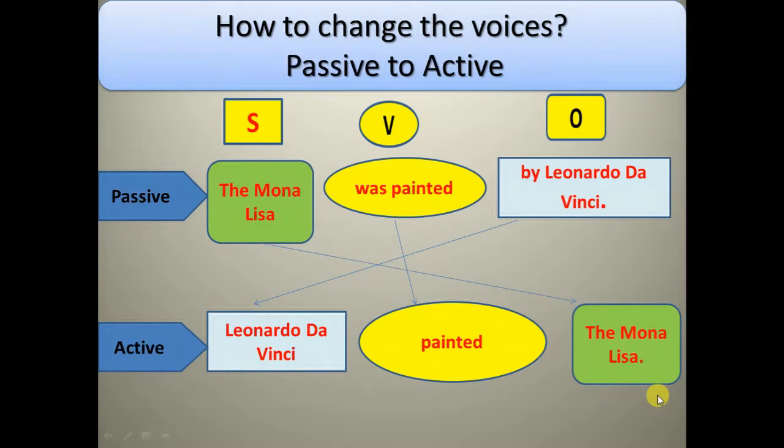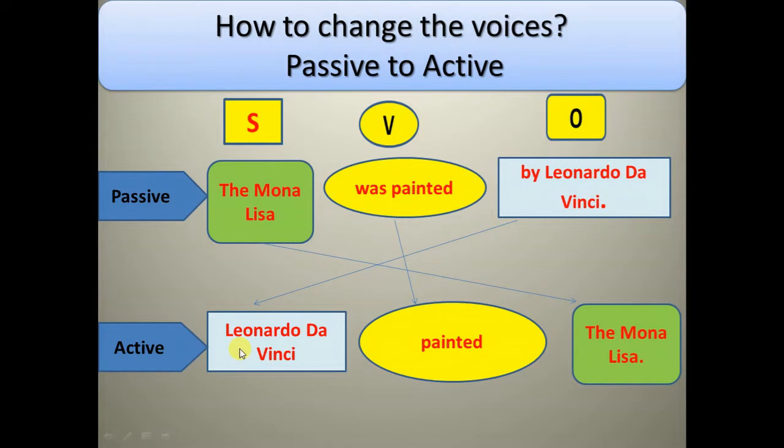Now, how to change a sentence from passive to active. Here we have a passive sentence. The Mona Lisa was painted by Leonardo da Vinci. And it's the subject, the verb, and the object. When we have a sentence like this in the passive and we want to change it into active, we have to take the object and put it in the beginning of the sentence, which becomes the subject.